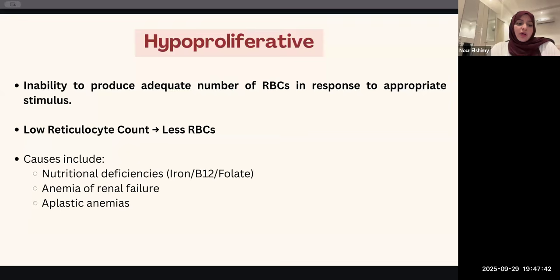Now we talked about anemia of renal failure as well. This is an example of hypoproliferative anemia. And finally, aplastic anemias. I'm going to also give you an overall idea of what aplastic anemia is.